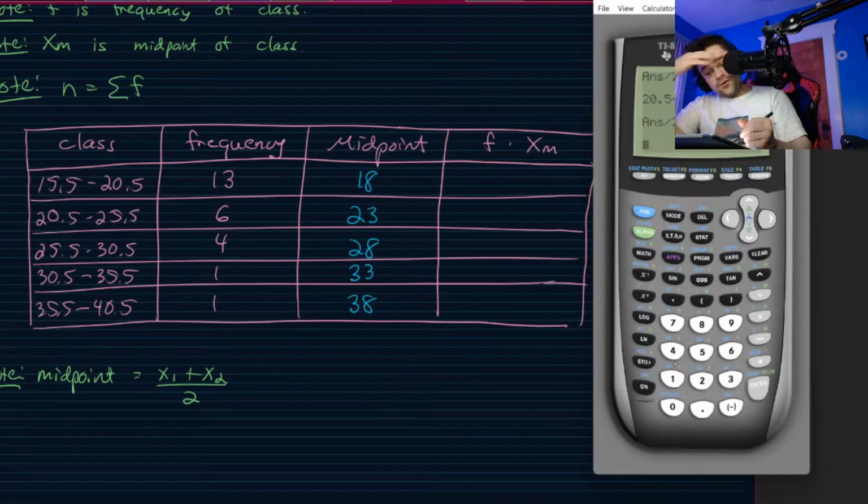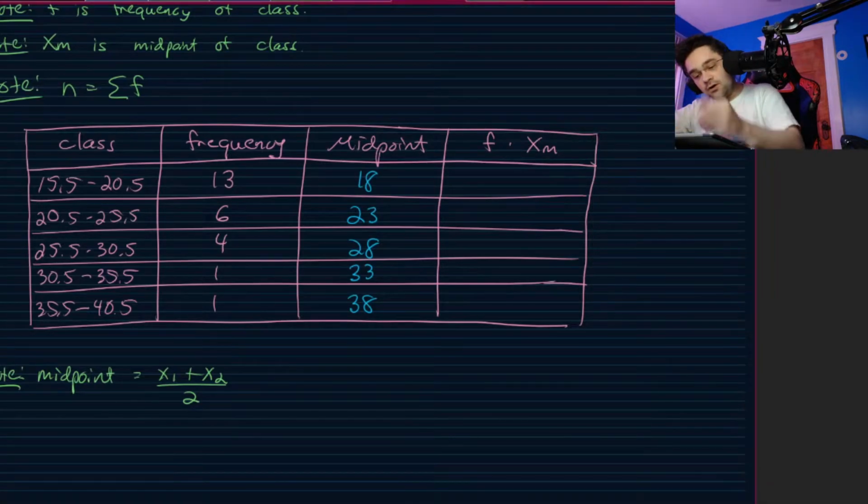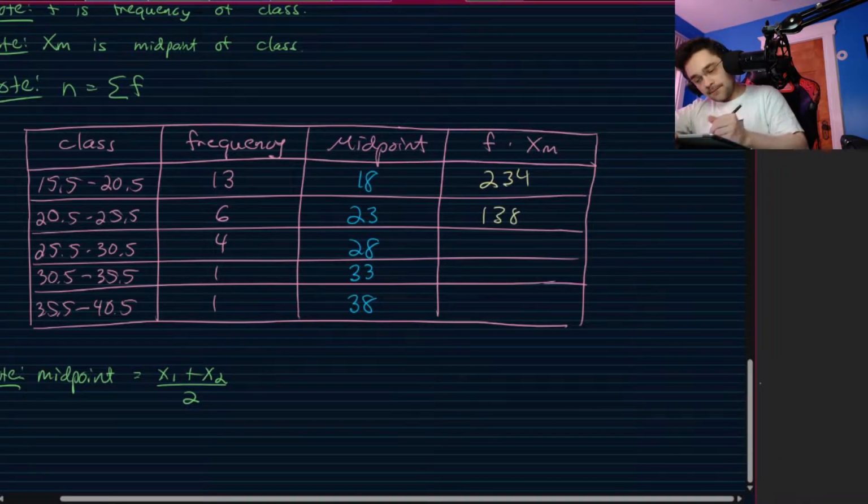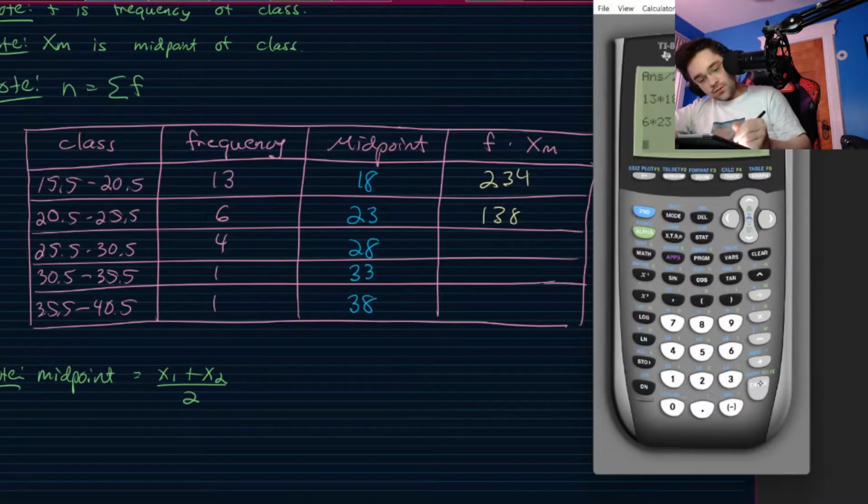So, first entry here, 13 times 18, right? F times the midpoint, the frequency times midpoint. This one we get 234. 6 times 23, 138. 4 times 28.